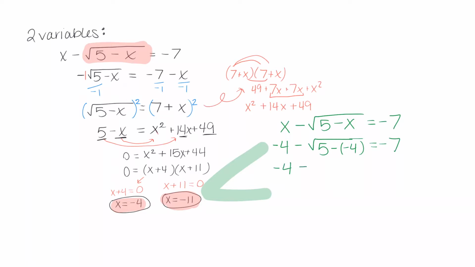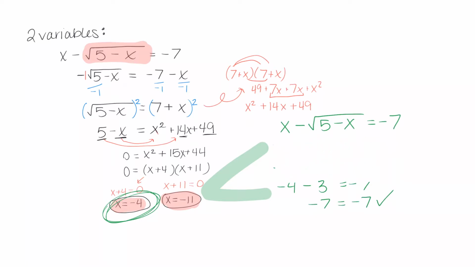What is 5 minus negative 4? Well, that's the same as plus 4. So this is the square root of 9 equals negative 7. So negative 4 minus 3 equals negative 7. Negative 7 equals negative 7. Perfect. Good. Negative 4 is, in fact, an answer. Let's do that again with our negative 11.